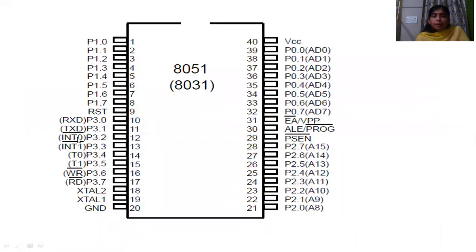The bar indicates active low pins: pin number 12 and pin number 13, reset, reception, transmission. We will see the purpose of this bar in interrupt 0 and interrupt 1, then reading, writing.